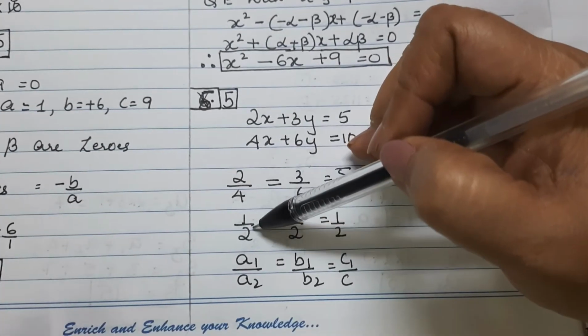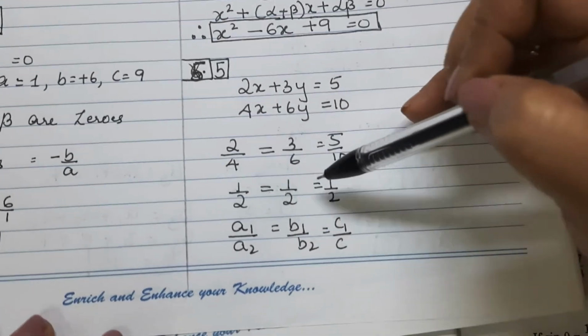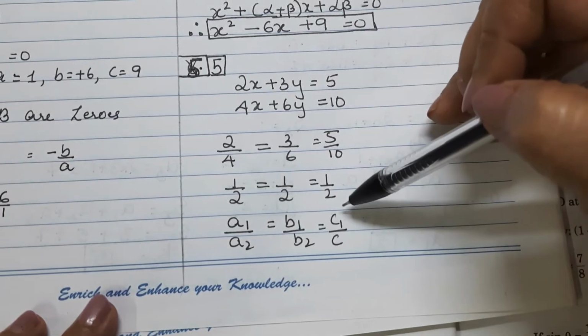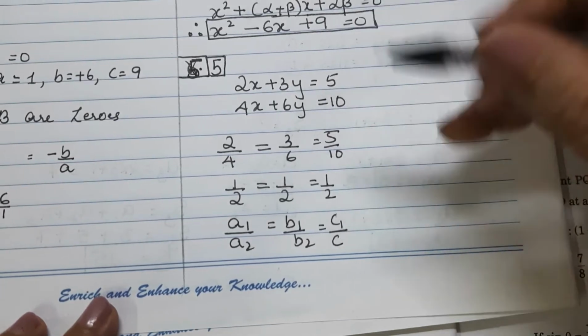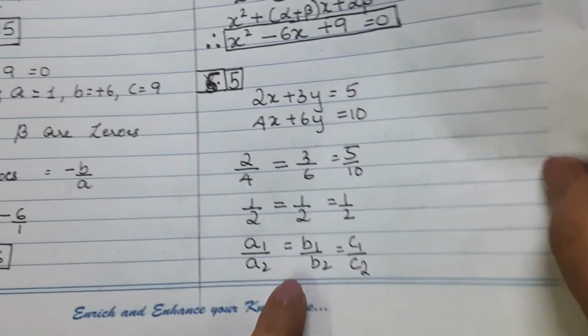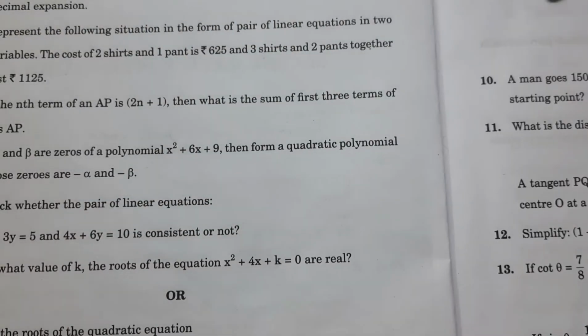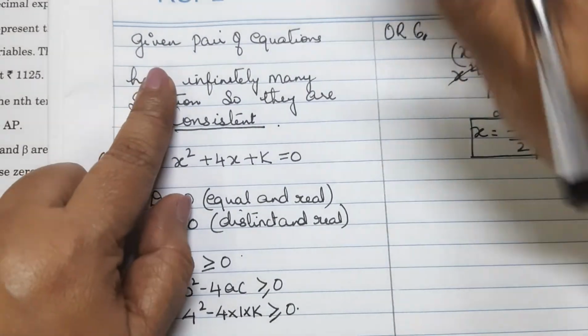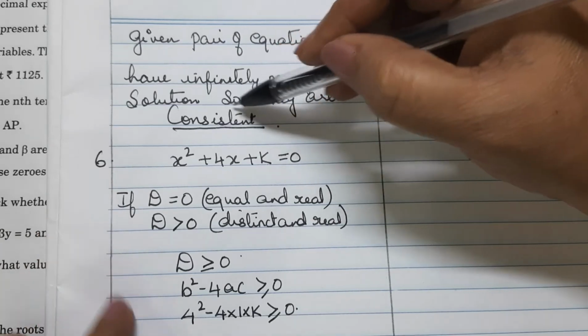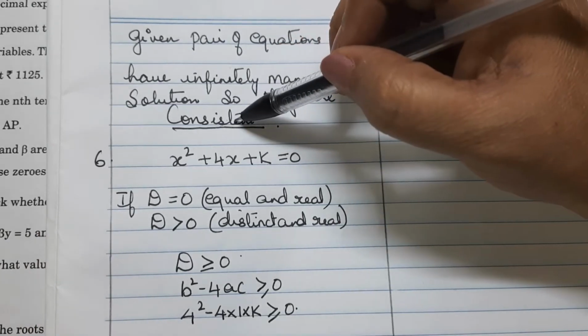So all we will get is 1 by 2. The condition which holds here is a1 by a2 equal to b1 by b2 equal to c1 by c2. So this condition is of coincident lines, infinitely many solutions. So in this case, the given pair of equations has infinitely many solutions, so they are consistent.